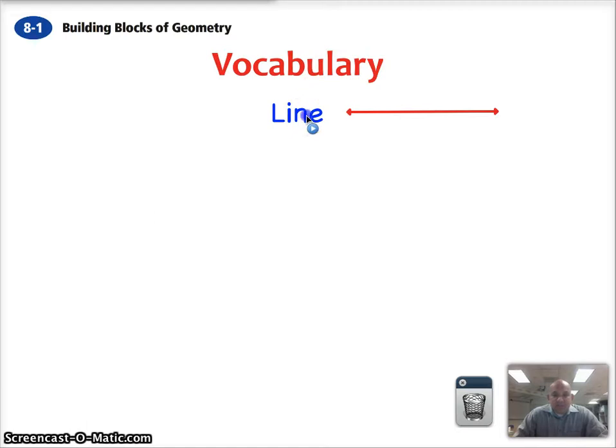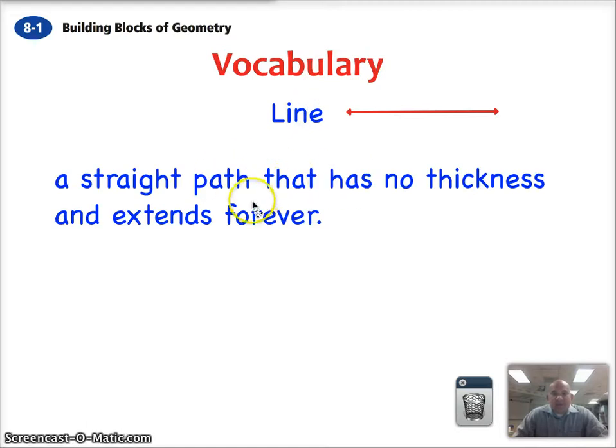Second term is a line. A line is a straight path that has no thickness and extends forever. Please go ahead and draw this figure. It's a line segment with arrowheads on either end, meaning it extends in either direction infinitely.